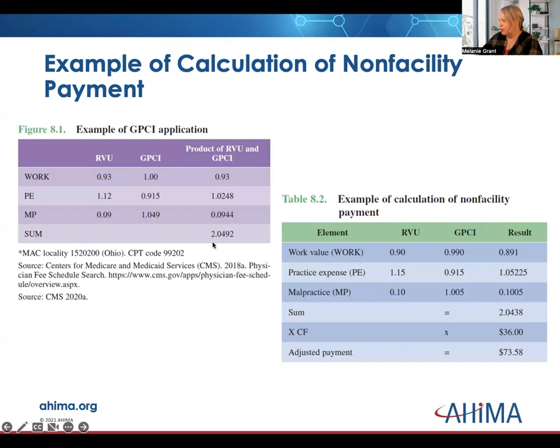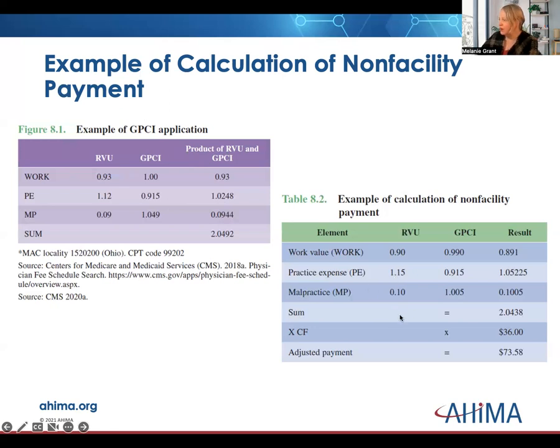So this one's a little bit different. This example here is a little different in that the work value is different, the practice expense is different, and the malpractice is slightly different. So this one looks like it pulled up a slightly different code, despite saying that this was the 202. However, let's assume that you pulled up the code correctly and just ignored this part here.